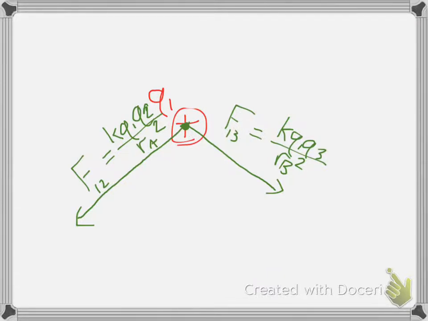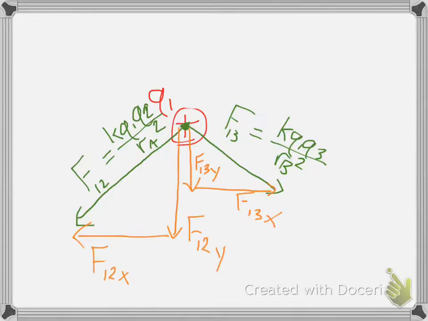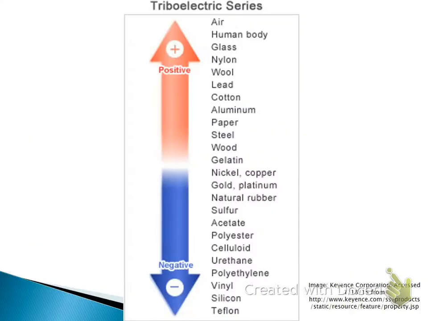So now all I've got to do is break down both forces into their individual x and y components, add up my x's, add up my y's, and I've got a grand total x and a grand total y. Then the Pythagorean theorem gives the grand total force on Q1. Not too bad. A couple of last things I want to get to, and then we'll be done with this.